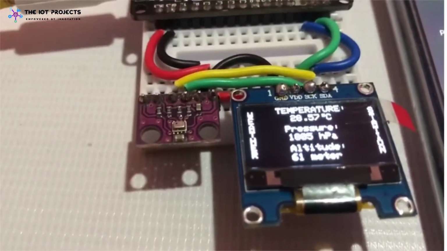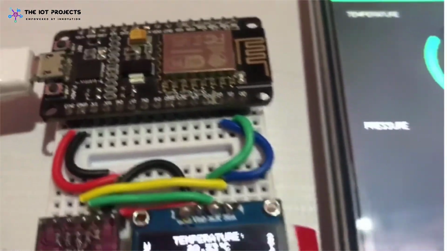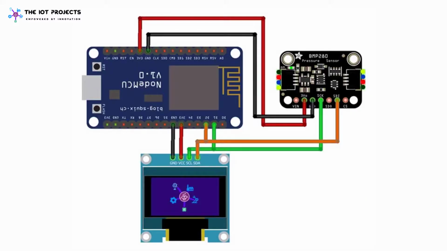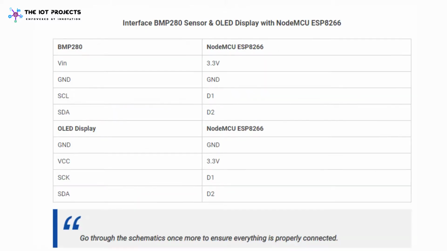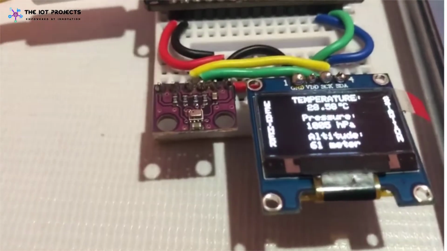The connections are fairly simple because the OLED display and BMP280 sensor both communicate with the NodeMCU in I2C mode. This means we can connect both modules to the same I2C pins on the NodeMCU. So connect the components as shown in the schematics below. Go through the schematics once more to ensure that everything is properly connected.